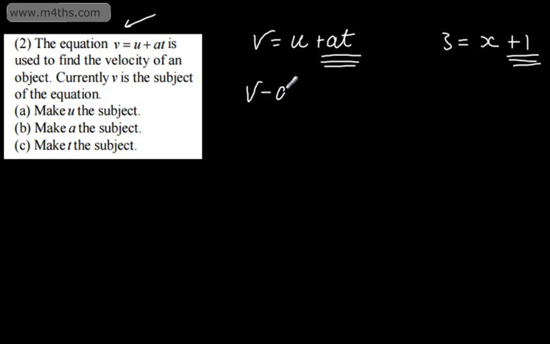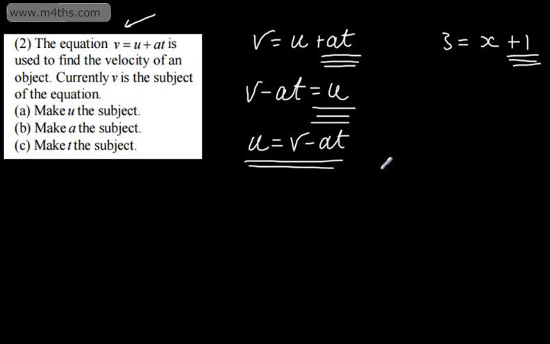v minus at is equal to u. u is now the subject of the equation. It doesn't matter that it's on the right hand side. I could of course write this as u is equal to v minus at. So that's what we would have.